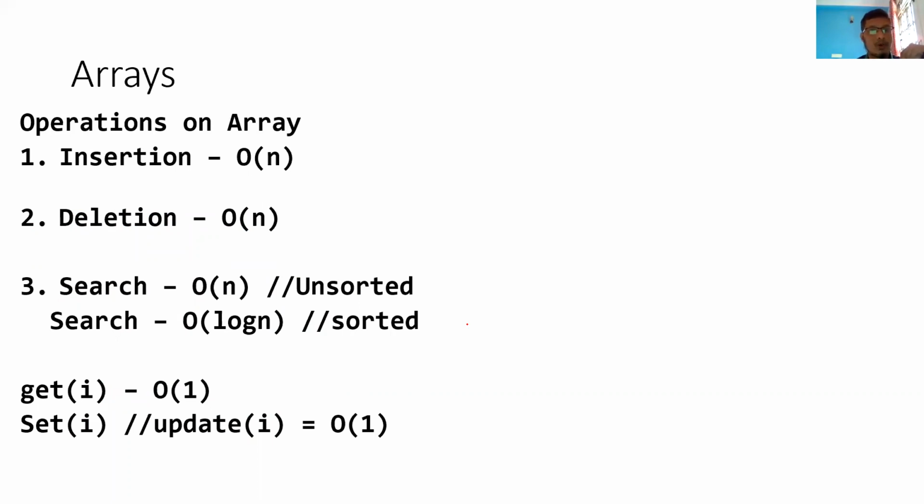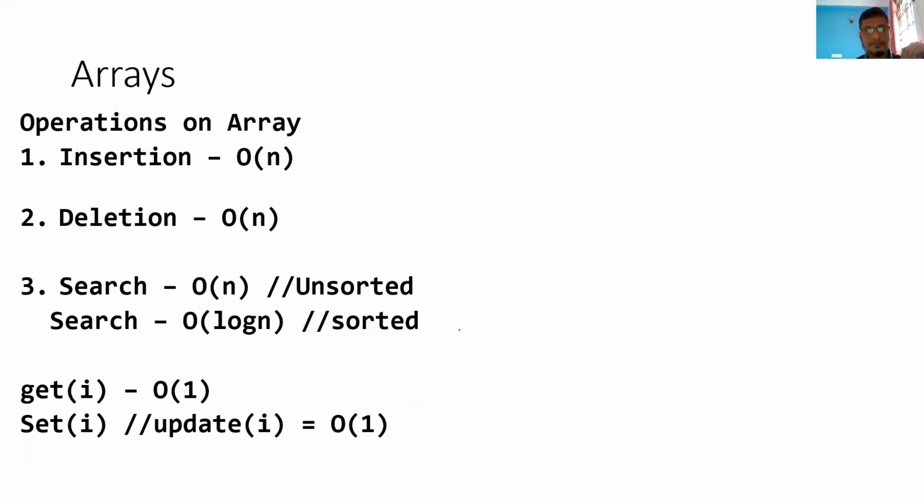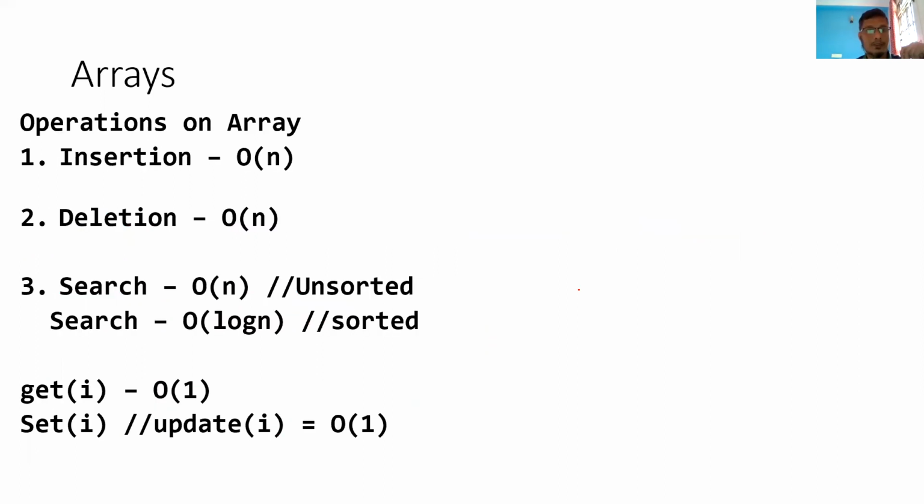Deletion will again take big O of n. You just saw this example of insertion, and I explained why it is big O of n. Similarly, deletion is the same thing, because you want to delete an element. Let's say that element doesn't exist. It is similar to insertion, so deletion also has big O of n.